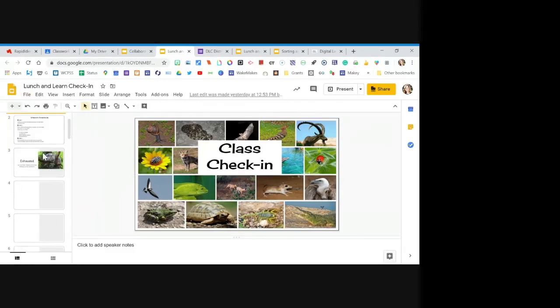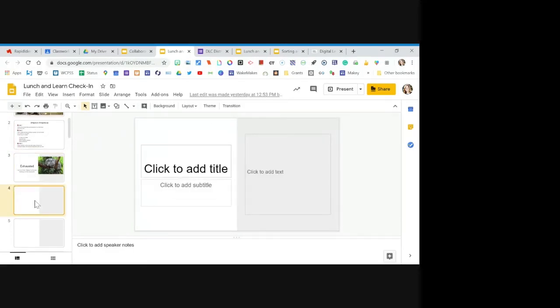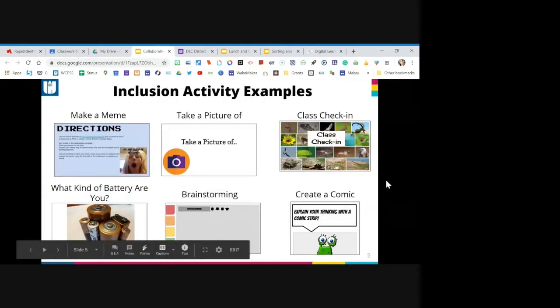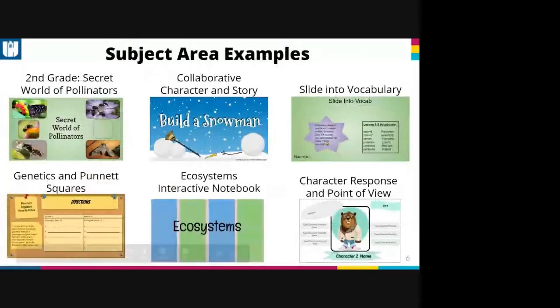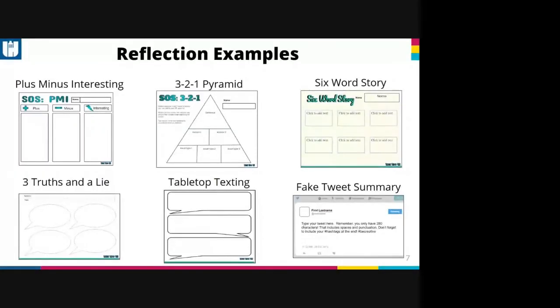They're just some fun examples. They include the directions for the participants, and then an example and some other slides. So that way you can just borrow those. Those are some great templates that you'll have options for. There's the inclusion activities. And here's some subject areas. If you're a second grade teacher, here's the secret world of pollinators, and that you can assign to groups and they can go in and fill that out. There's lots of different examples that I would love for you all to look at, and even some reflection slides that students can fill out as well. Those are a lot of the Discovery Ed SOS strategies.